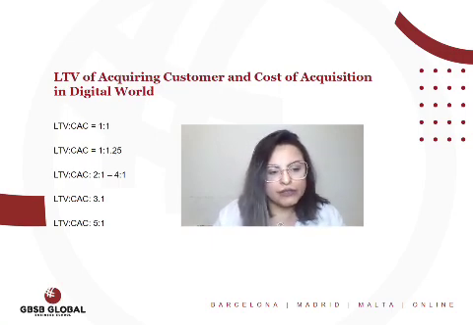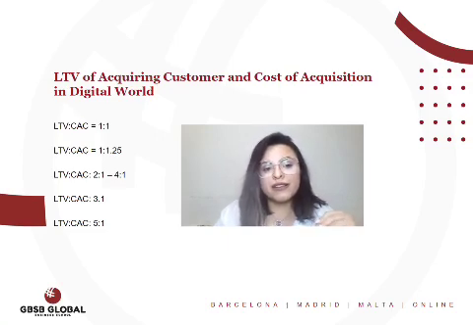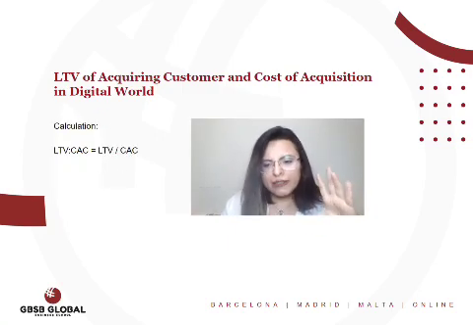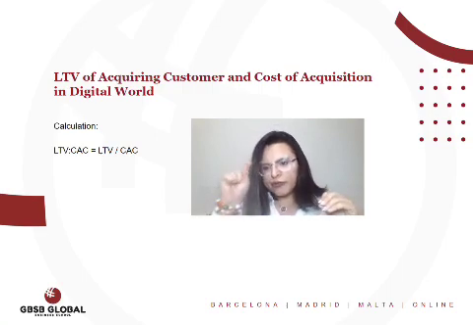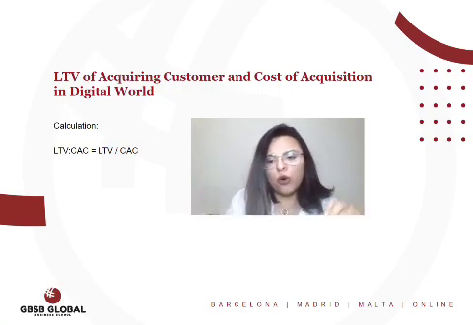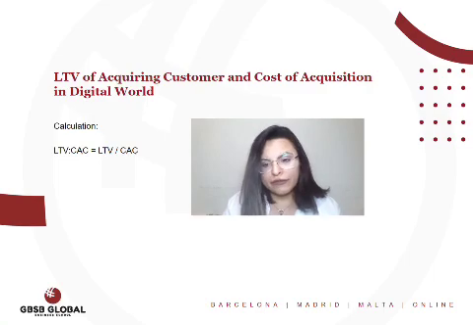All these numbers are examples to understand what the ratio means. Now, it's time to understand how we do this calculation. Let's do that now. As we already know, it's a ratio. So LTV over CAC is the LTV, the lifetime value, divided by the cost of acquisition.